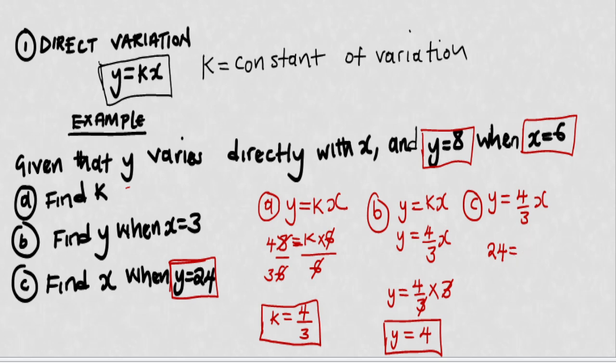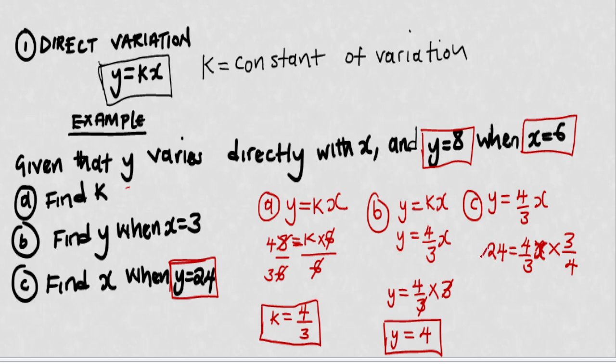Right, so this should be 4 over 3. Then where there is x, it will remain as x, because we are trying to find the value of x. Then to remain with x and remove 4 over 3, we're going to multiply by the multiplicative inverse on both sides, which is 3 over 4.